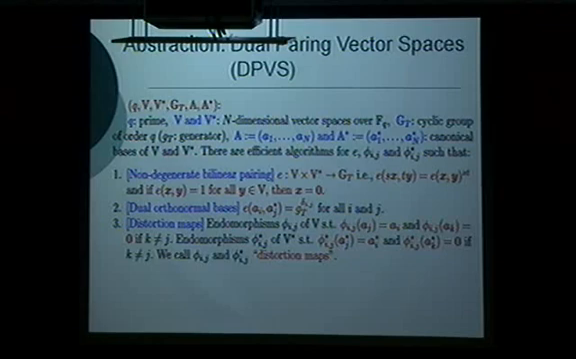This is called a distortion map, which is an endomorphism of V such that phi_ij(a_j) equals a_i, and phi_ij(a_k) is 0 if k is not j. And we also similarly define phi_ij star. Then we call this a distortion map.